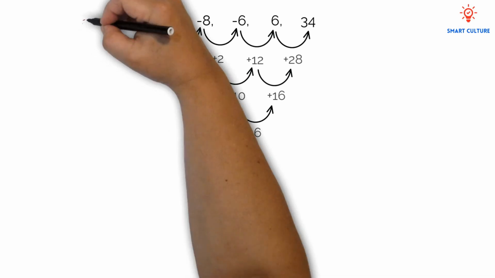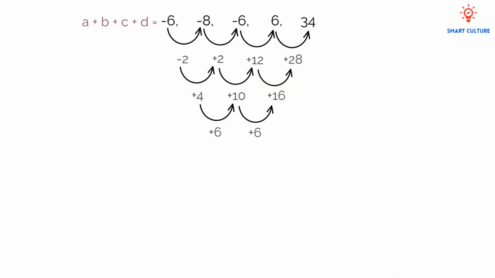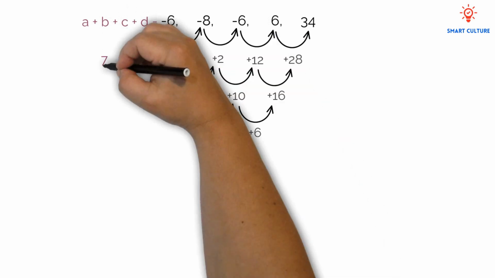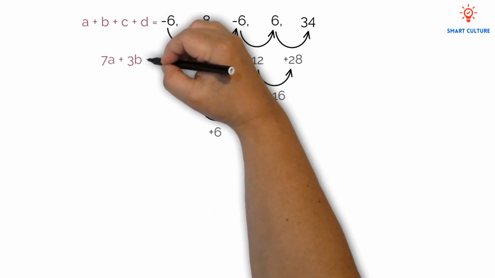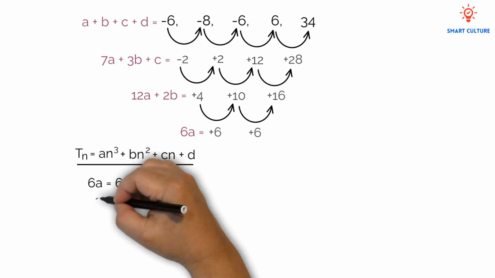Now remember, a plus b plus c plus d is equal to the first term, -6. 7a plus 3b plus c is equal to the difference between the first two terms, so that is -2. 12a plus 2b is equal to the second difference, which is 4. And then 6a is equal to the third difference, which is 6. So let's solve for a. 6a is equal to 6, so that means a is equal to 1.